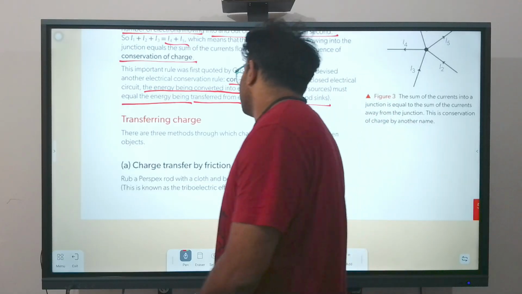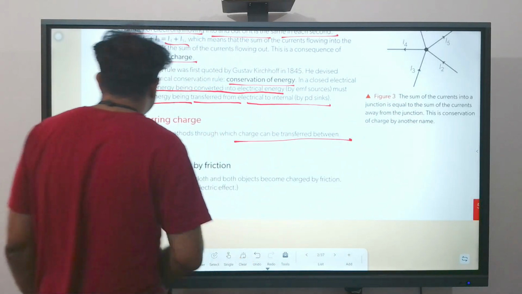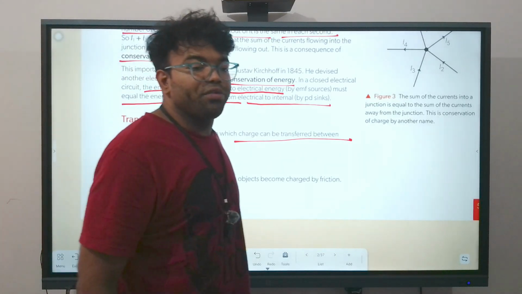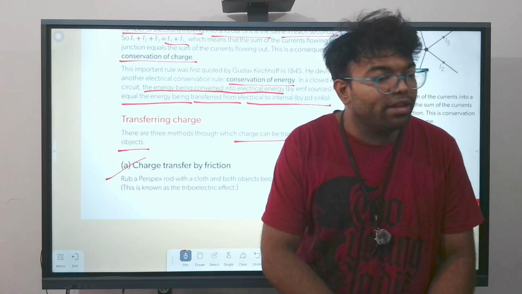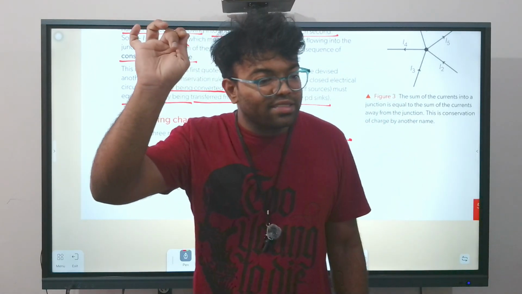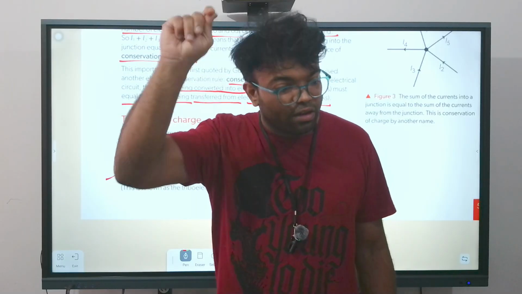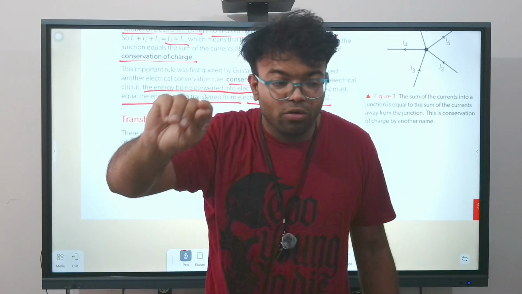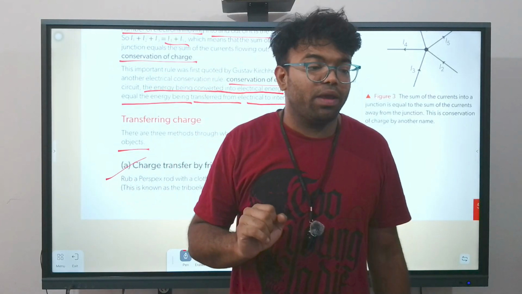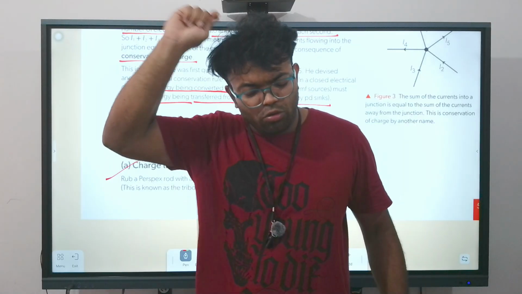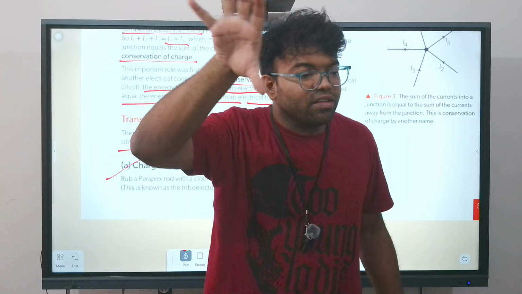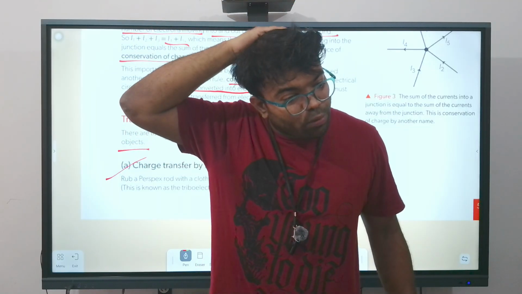There are three methods through which charge can be transferred between objects. The first one is charge transferred by friction. This is the game we used to play when we were young, right? We used to have a dry plastic scale. We used to rub it in our dry hair, and then that scale was used to pick up small bits of paper. You can even try this at home. You rub it like this. The electrons on the surface of the scale will get transferred to our hair.